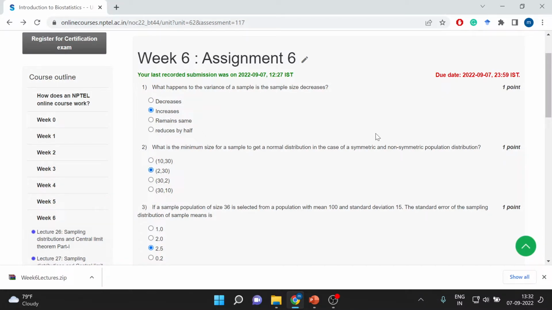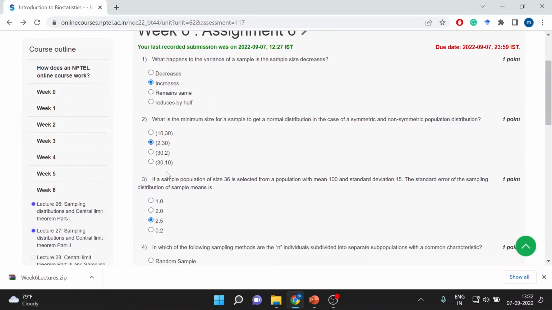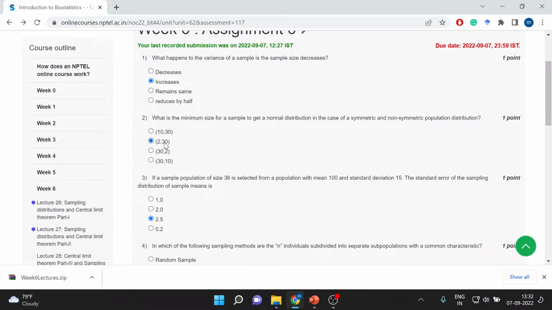And for a non-symmetric distribution, the minimum sample size is 30. This is just a rule of thumb. It's not mathematically exact, but it's just a rule of thumb that for non-symmetric population distributions, a minimum sample size of 30 can help you attain a normal distribution, but this is the minimum size. That does not guarantee that you will always get a normal distribution if you have just a sample size of 30. The more the merrier, but this is just a lower limit to that.